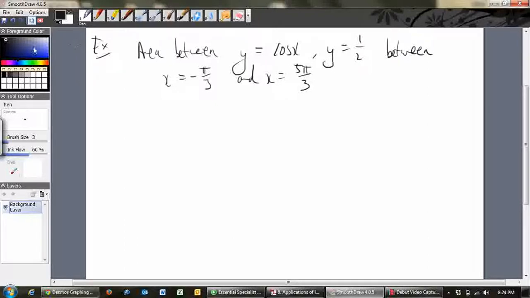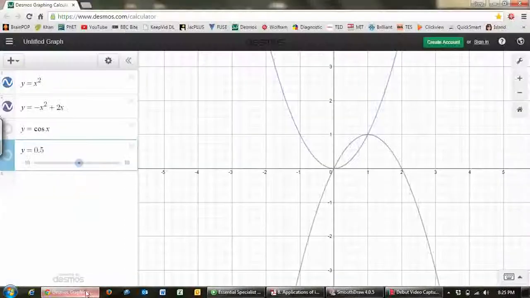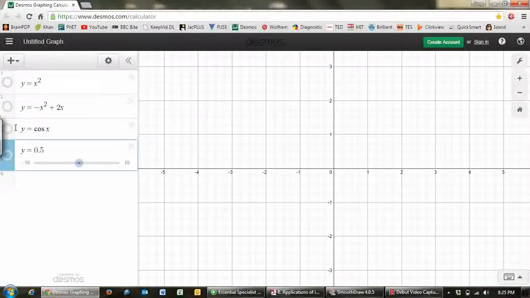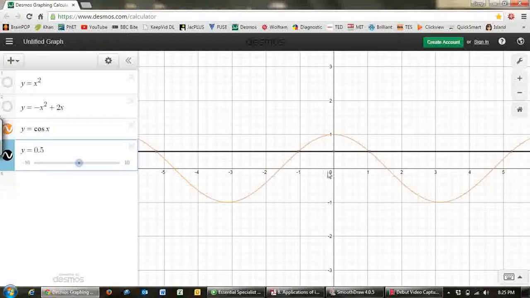So what we're talking about here is, I'll just go to the graph again, just show you this. So for this particular graph, there's the graph in orange of y equals cos x, and there's a graph of y equals half. And we want to do it from here, from x equals negative pi on 3 up to here, x equals 5 pi on 3. So this area in here plus this area in here.